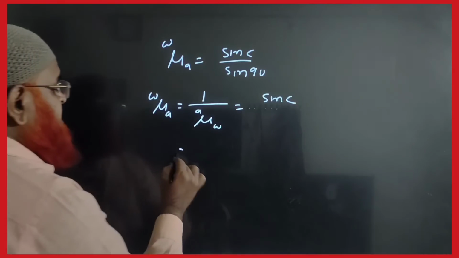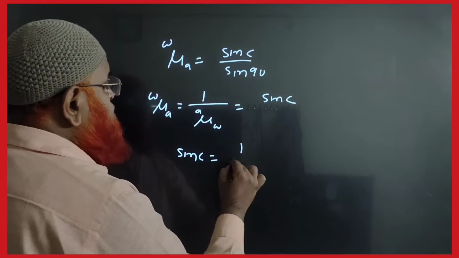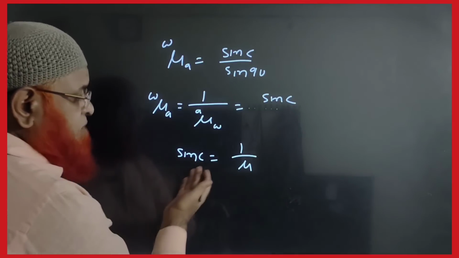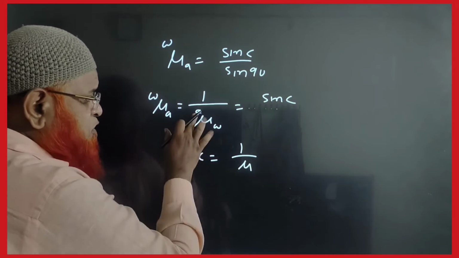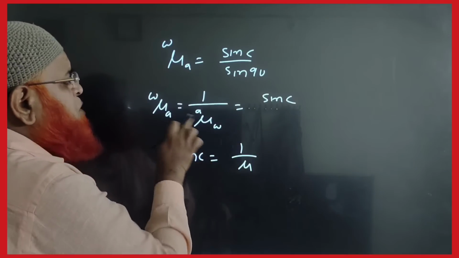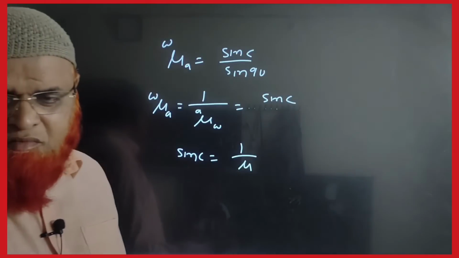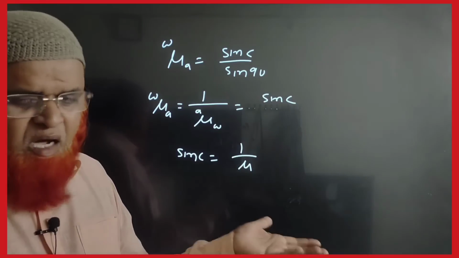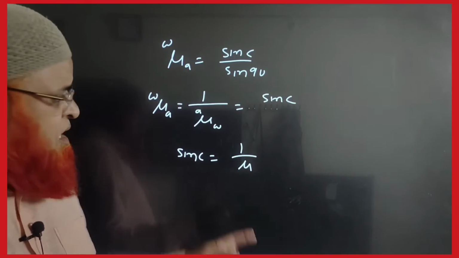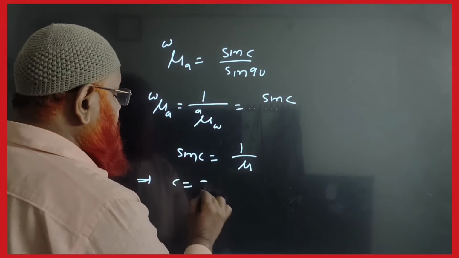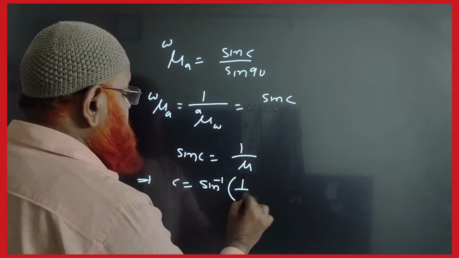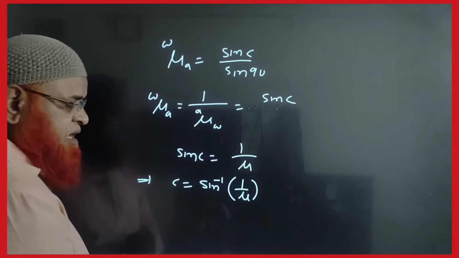Now if you want to find the critical angle, sine C is equal to 1 by mu, where mu is the refractive index of water or any other material. When you are representing the absolute refractive index, there is no need to write air and water here. It is already understood, like 90 by 100. So you can write 1 by mu. So this implies that if you want to find the critical angle, it is going to become sine inverse 1 by mu. That is said to be the critical angle.